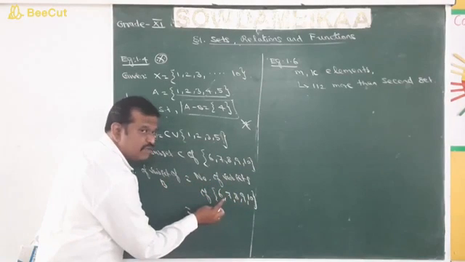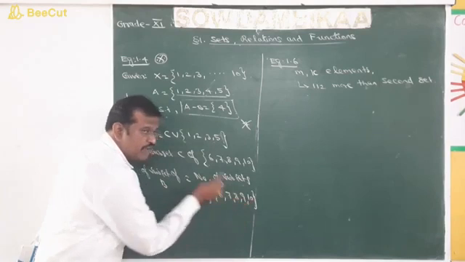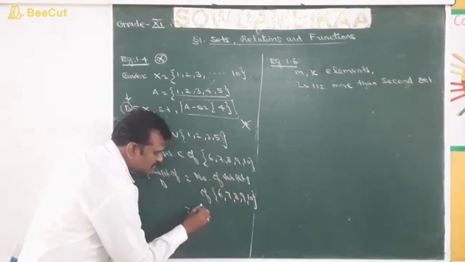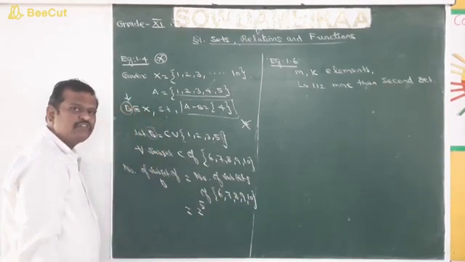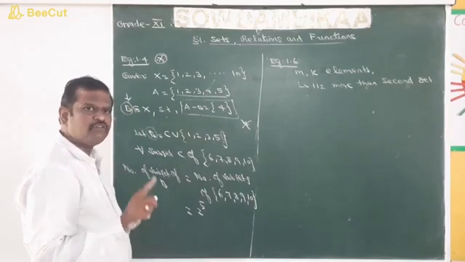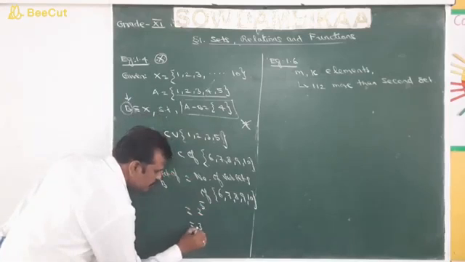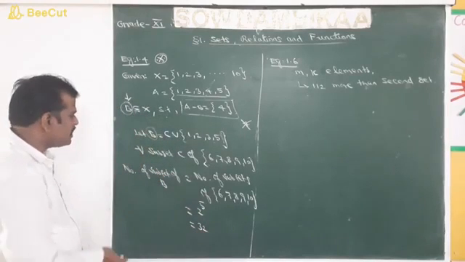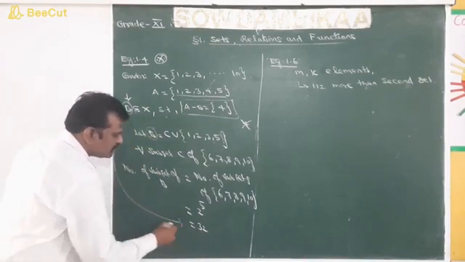So how many elements are there? You can count 1, 2, 3, 4, 5 elements are there. Therefore the number of subsets is nothing but 2 power 5. 2 power 5 is nothing but 2 into 2 into 2 into 2 into 2. 2 2s are 4, 4 4s are 16, into 2 will become 32. So therefore the number of subsets of B is nothing but 32.